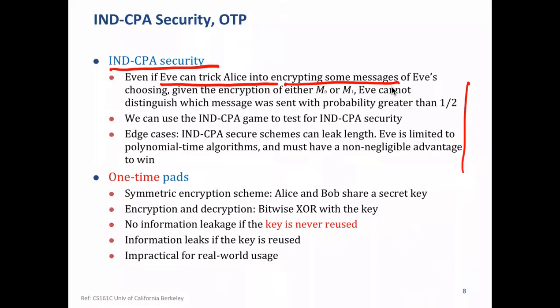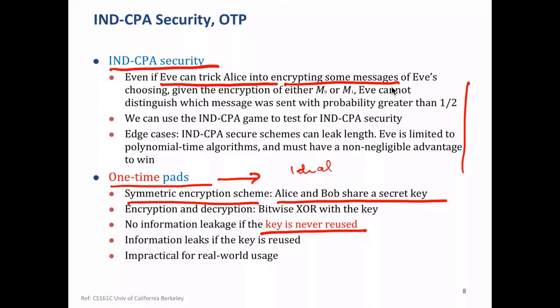This is indistinguishability security, right? And then based on that, we have studied the one-time pad. Now this is kind of an ideal one, that uses a symmetric encryption scheme where Alice and Bob share the secret key. But note that the key is never reused here. The name one-time comes because we are using the key only one time.